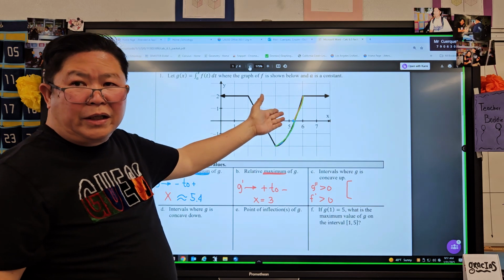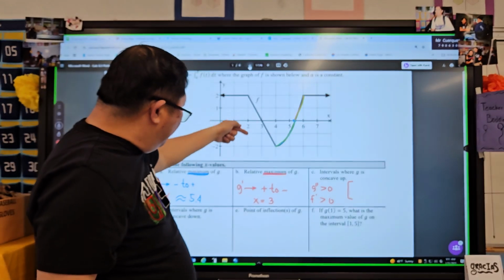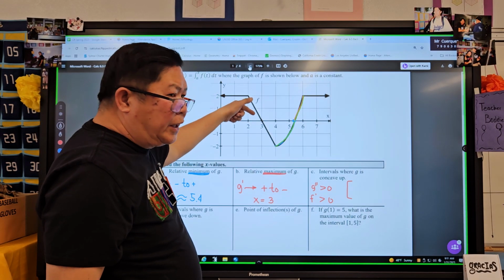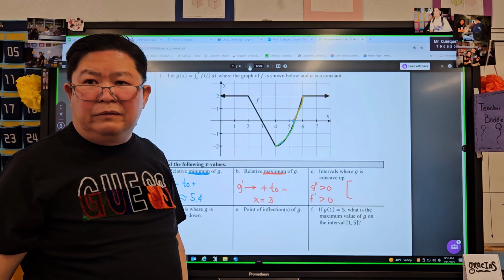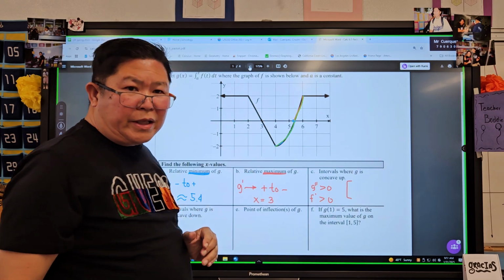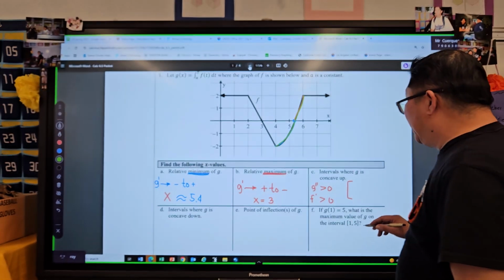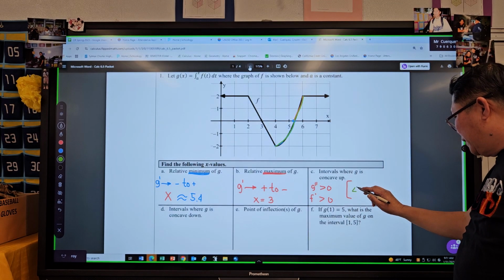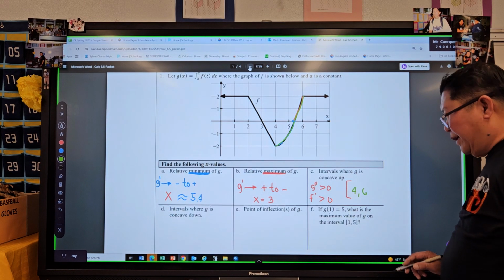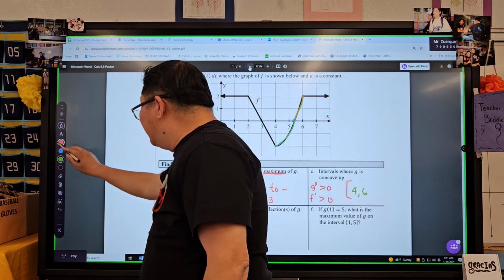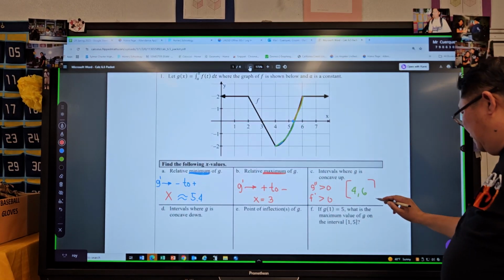How about the concavity from 2 to 4? What is the concavity? Negative. But this one, the concavity is up. So we have the interval 4 to 6. That's the concavity. You understand that? Okay.